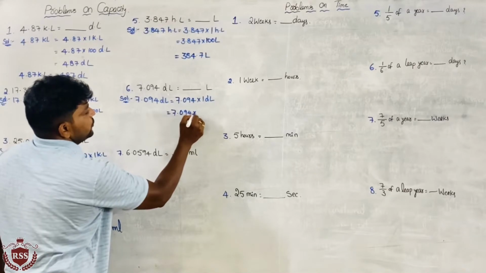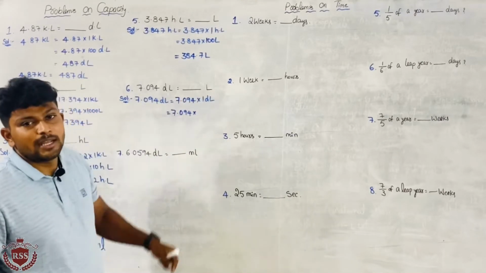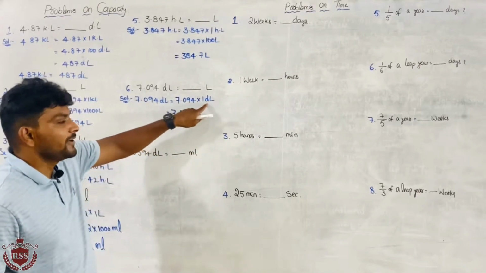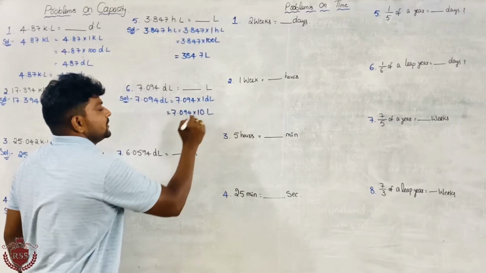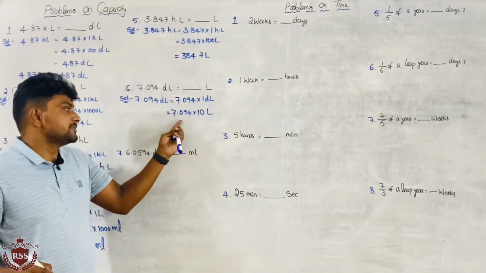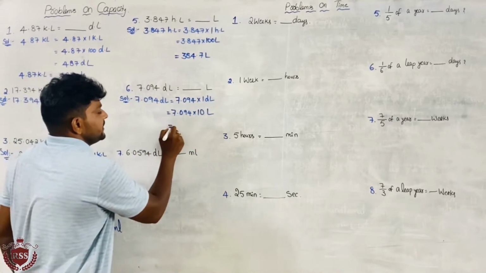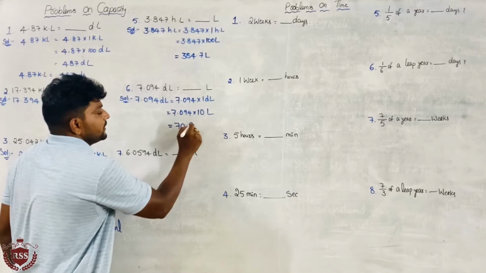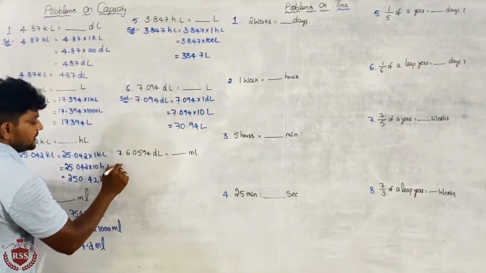7.094 into 1 decaliter means how many liters? 1 decaliter equals 10 liters. So we have to replace this 1 decaliter with 10 liters. Here we have 1 zero, so the decimal point will be moved forward by 1 digit. The answer will be 70.94 liters. Clear? Next question.